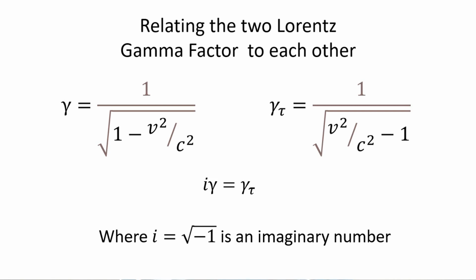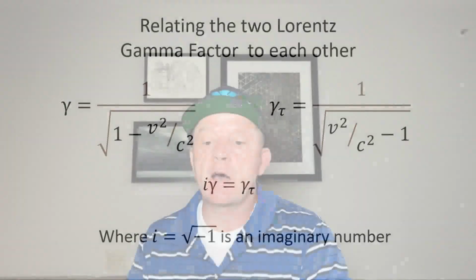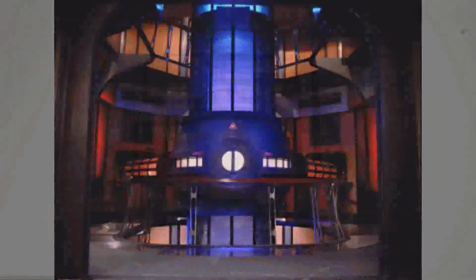Now you can easily relate one to the other by using what's called an imaginary number. Now, an imaginary number is just the square root of -1. And when you multiply that through, it changes the denominator so that it reverses itself, so that the 1 falls behind it and is subtracted off, whereas in the other one it's in front. Now, I should say, in most calculations you can replace the Lorentz gamma factor with the tachyon Lorentz gamma factor and get some interesting physics to come out of it.